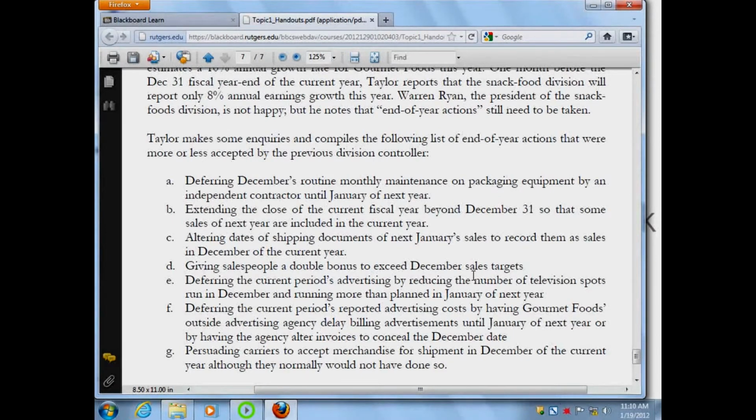Deferring the current period's advertising costs by having the advertising agency delay billing advertisements until January. So here's what that means. Suppose you ran your regular slate of advertisements in December and the advertisements have already aired. Now you're trying to persuade the ad agency to only send you the invoice for those ads in January, in the hope that by making them delay invoicing you, you don't have to report those expenses in this period. What do you guys have to say about that?